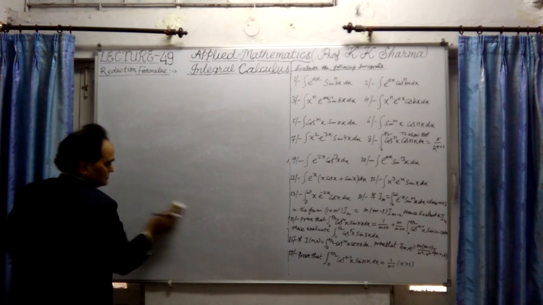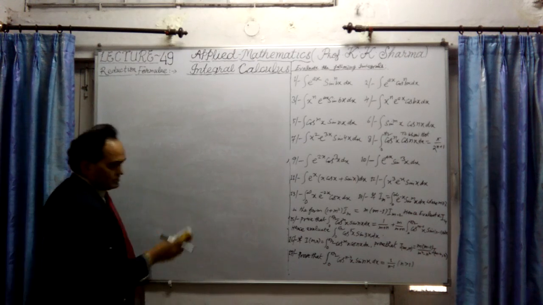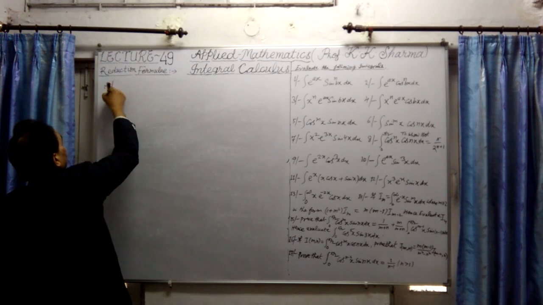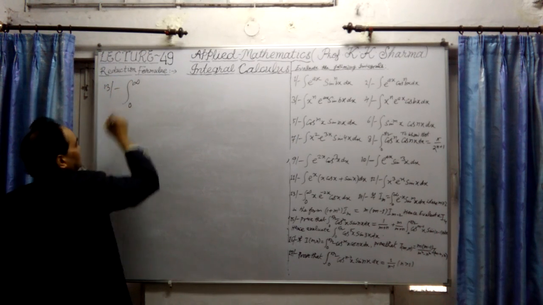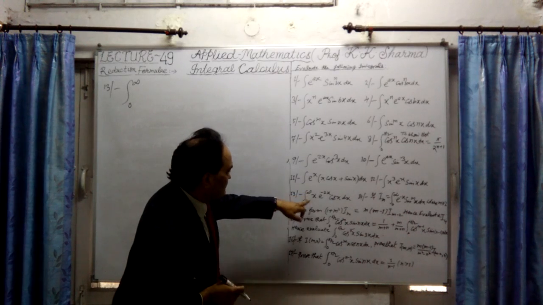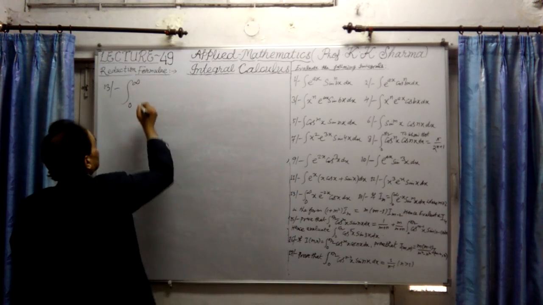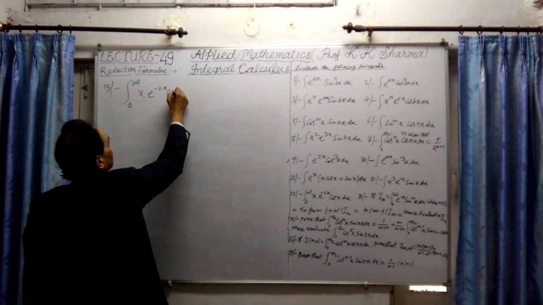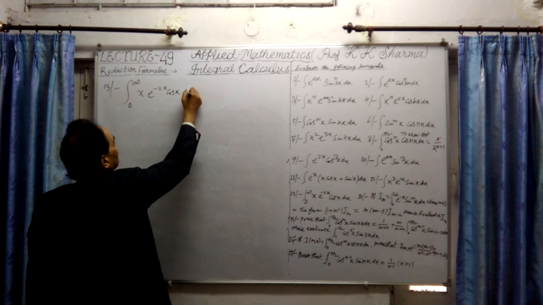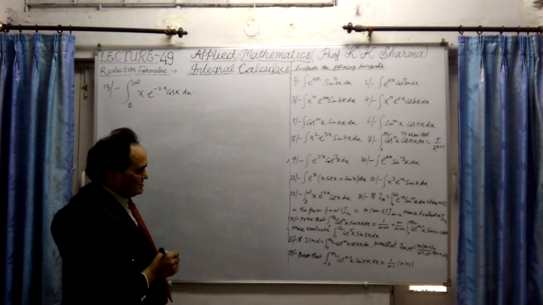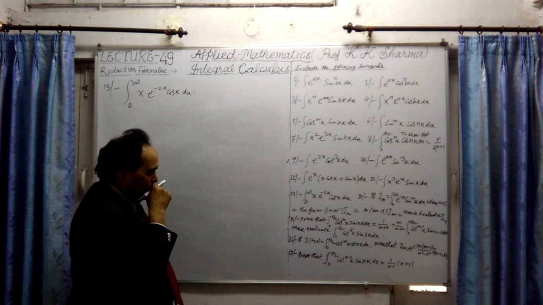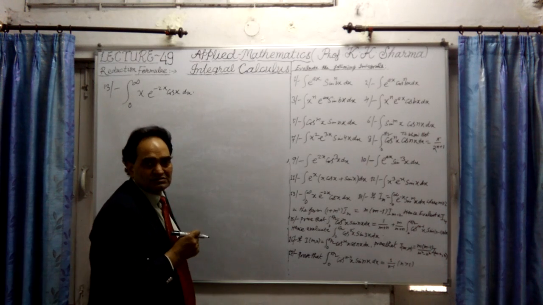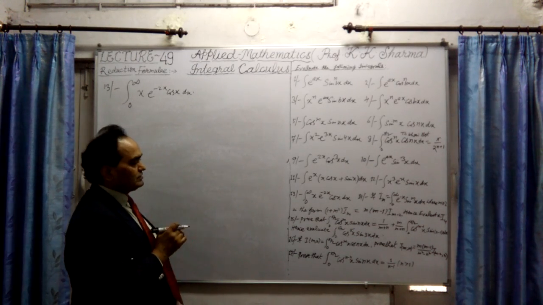Now question number 13, let me check it. This is the integration with limits 0 to infinity of x e raised to the power minus 2x cos x dx. Again, e raised to the power minus 2x into cos x, that I will separately integrate.